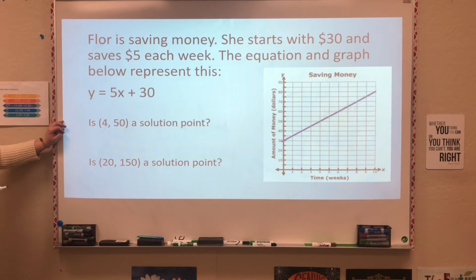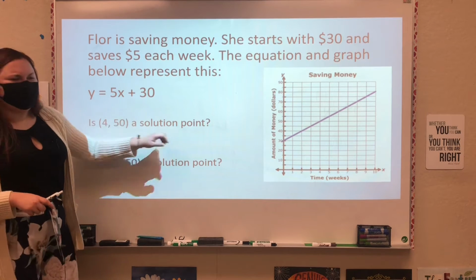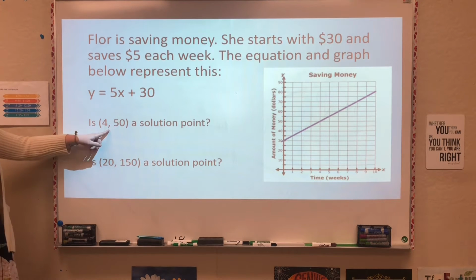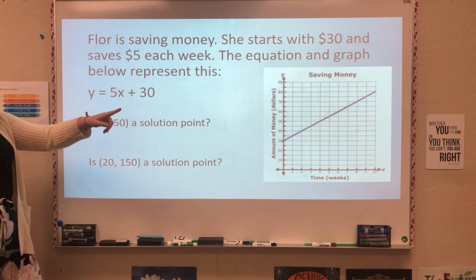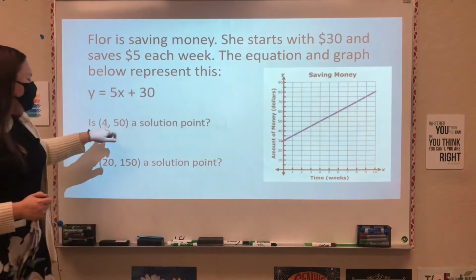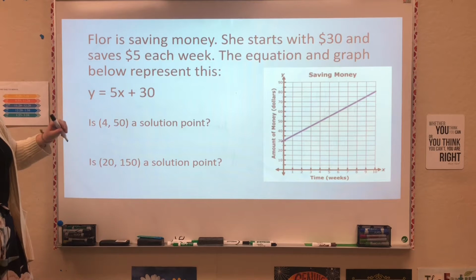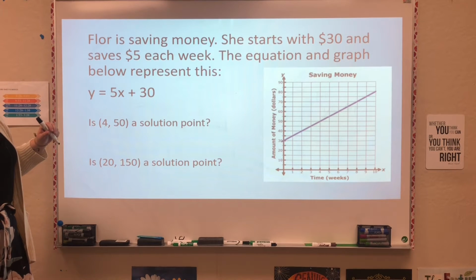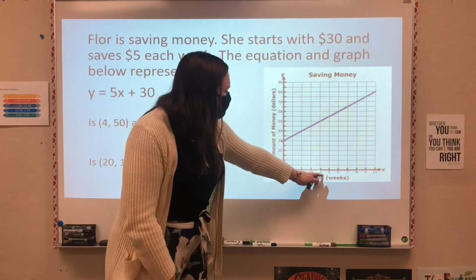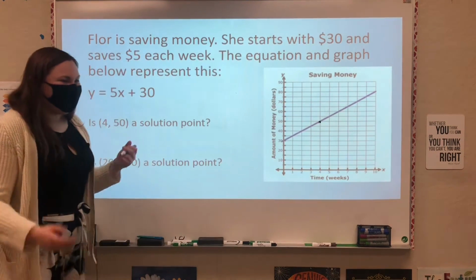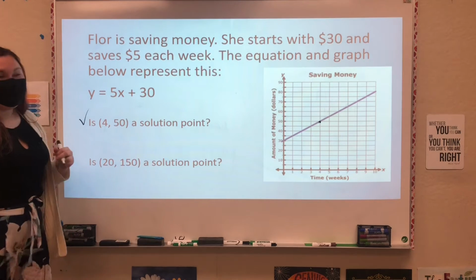Using that definition of solution points, remind me what a solution point is. A point that correctly satisfies the equation and lies on the line. Yeah. So one way we could check to see if a point is a solution point is by checking to see if it lies on the line. If I wanted to see if (4, 50) is on that line, how would I find the point (4, 50)? You go to 4 on the x-axis and go up to 50. Yeah. So is that point on the line? Yeah. So one way you can do it is using the graph.